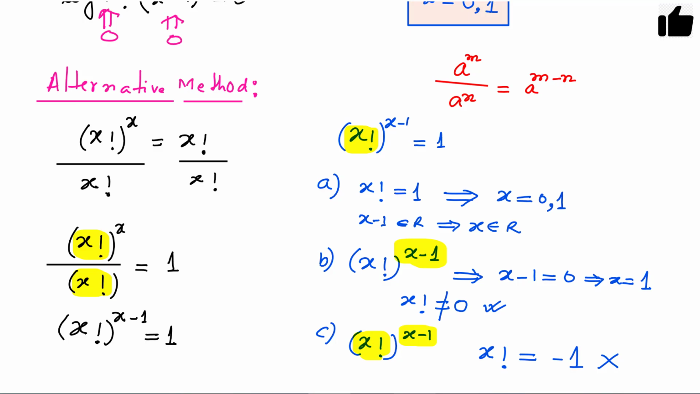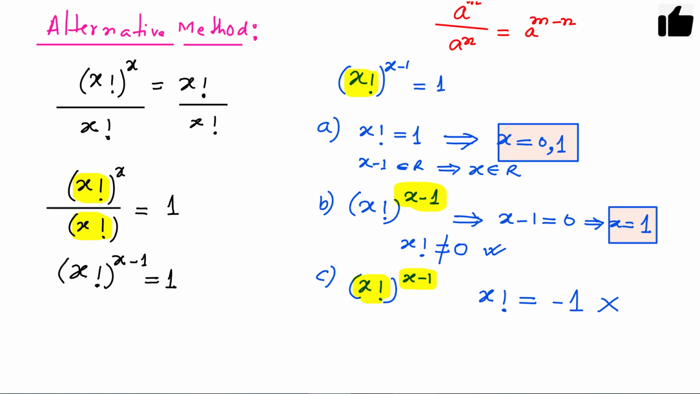So from this method also, we get the solutions x equals 0 and 1. From this part I get a solution 1. So basically in this case I can say x is equal to either 0 or 1. That is the same as the value from the previous method.